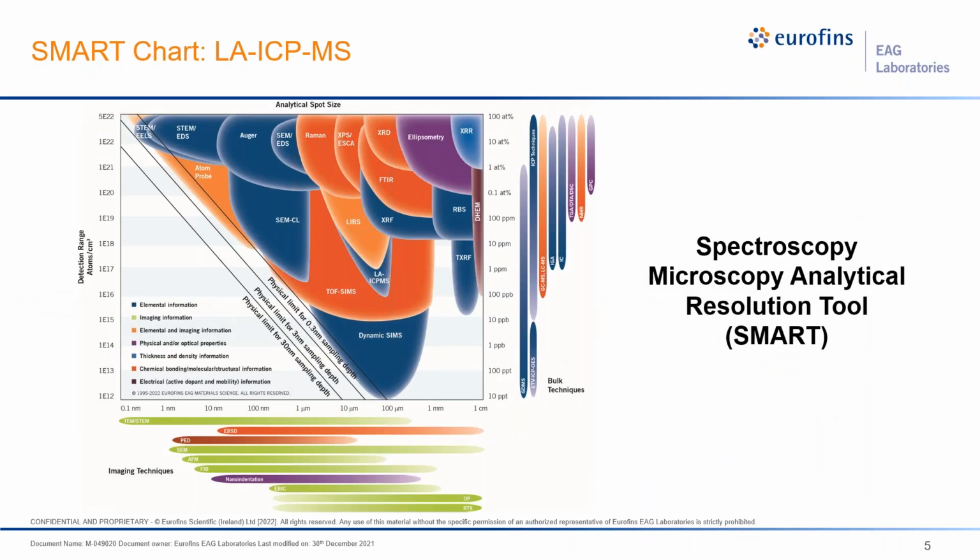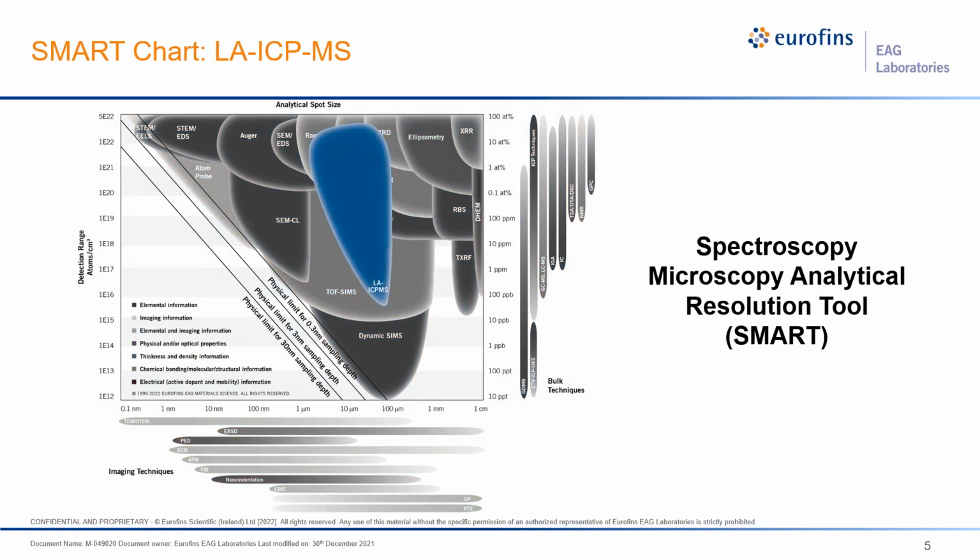Let's take a look at our SMART chart to start. SMART is an acronym for Spectroscopy, Microscopy, Analytical Resolution Tool. This chart represents available techniques at EAG graphically. Dark blue areas provide elemental information primarily, green indicates imaging information, and red a mixture of both. Now the x-axis shows the dynamic range for each technique from 1 angstrom to 1 centimeter. The y-axis shows detection limits, either in atoms per cubic centimeter on the left, or in concentrations from part per trillion to 100% atomic on the right.